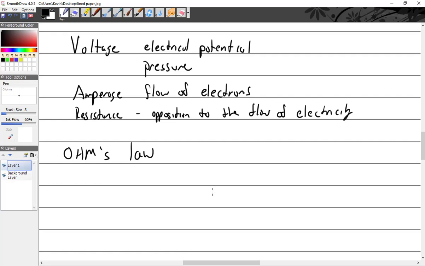Ohm's law. So there's this guy named Ohm. And Ohm says that... I don't like where my notes are. They're all over the freaking place.